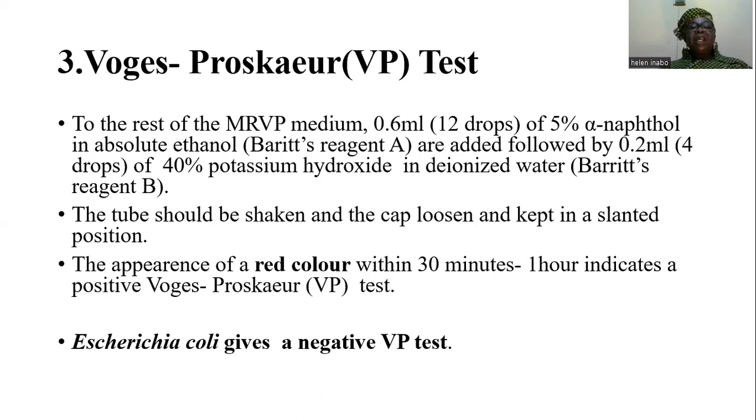The tube should be shaken and the cap loosened or removed. The tube should be kept in a slanted position. The appearance of a red color within 30 minutes to 1 hour indicates a positive VP test.